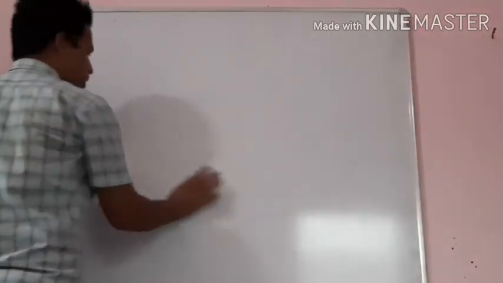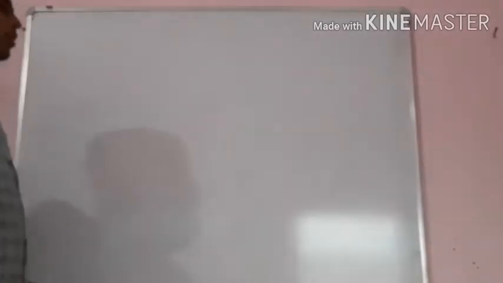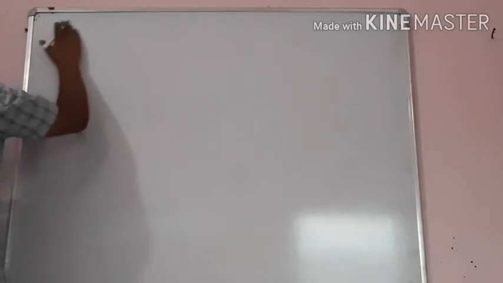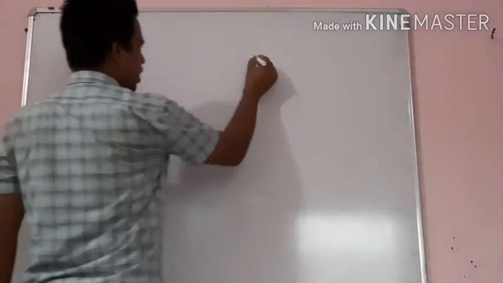Good morning, students. In the last video lecture we completed up to exercise 7.2. Today we are going to see the next theorem. In exercise 7.3 we have to study two theorems. The first theorem is SSS and the second one is the RHS theorem.